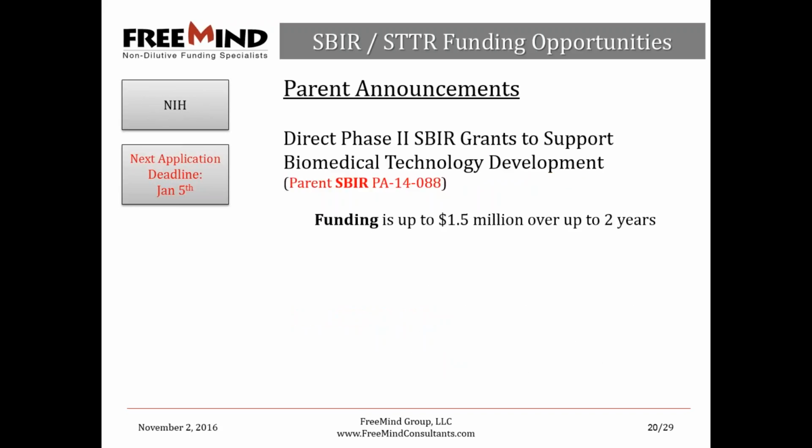The parent announcement for the direct to Phase 2 is a different mechanism, but it is essentially very similar to the parent announcement, open to all areas of research that are of interest to any of the institutes within the NIH. And funding here is identical to the Phase 2, $1.5 million over up to 2 years. And as I mentioned, this is relevant only for SBIRs. Again, same deadline, upcoming deadline is January 5th.